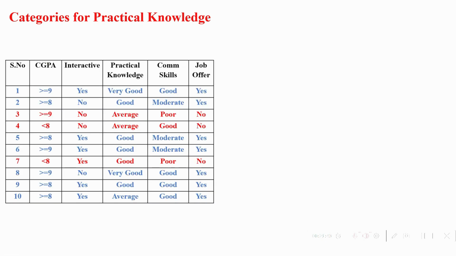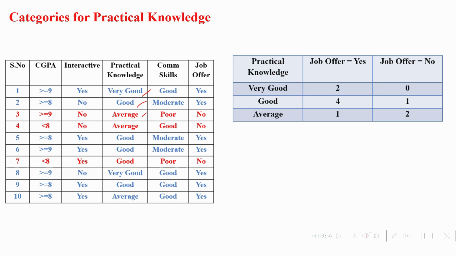Now we are going to find out the other category, that is practical knowledge. Here the practical knowledge contains different subcategories: very good, good and average. Now we have to once again find out the Gini index for each attribute. The possibilities are: very good contains 2 yes and 0 no; for good, 4 yes and 1 no; and for average, 1 yes and 2 no.